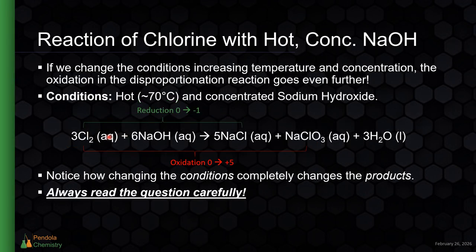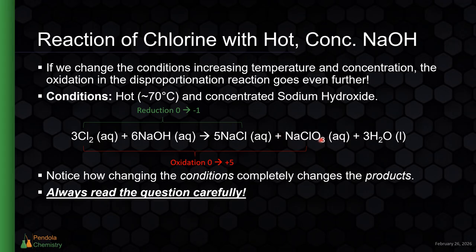And that change is because now we have to lose 5 electrons from that chlorine that's getting oxidized. And those 5 electrons need to go somewhere, which is going to be to the 5 chlorine atoms that get reduced into the chloride ion. So, notice how changing the conditions completely changes one of the products from sodium hypochlorite to sodium chlorate.